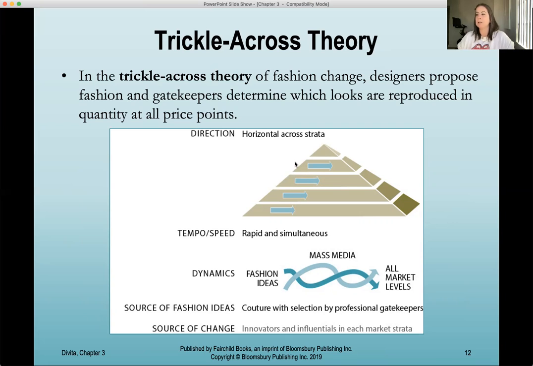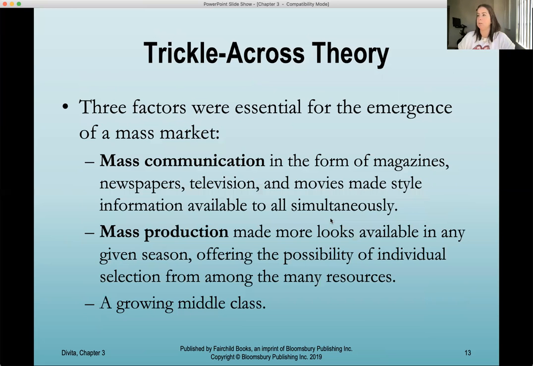So the idea comes from couture, but it's specifically modified for each gatekeeper of each class system. The source of change are innovators and influentials in each market strata. So each influential or innovator or gatekeeper in each class system is going to essentially decide whether they're adopting it. Okay. Three factors are essential for emergence of mass market. Number one is mass communication.